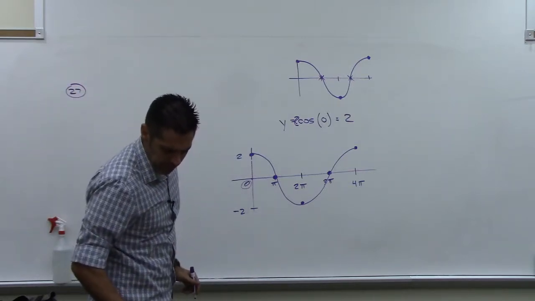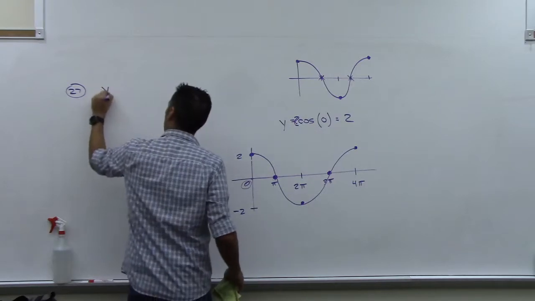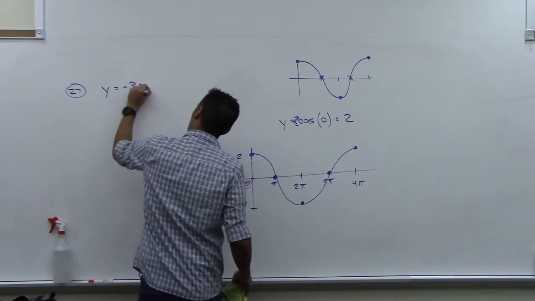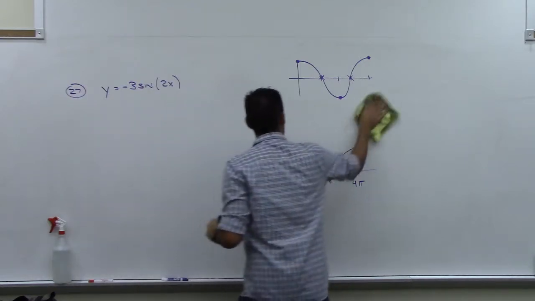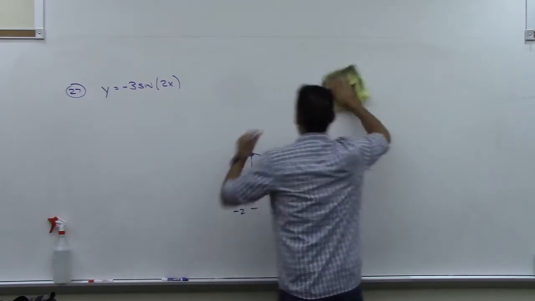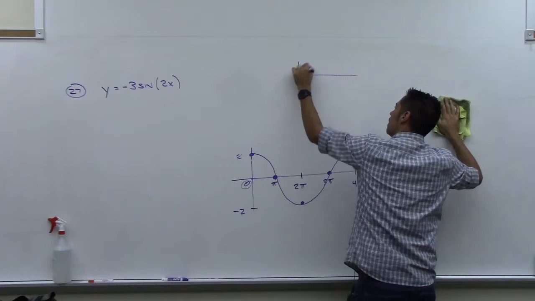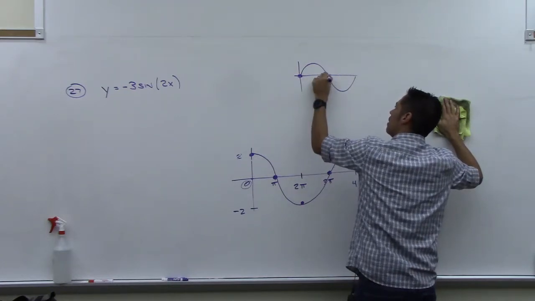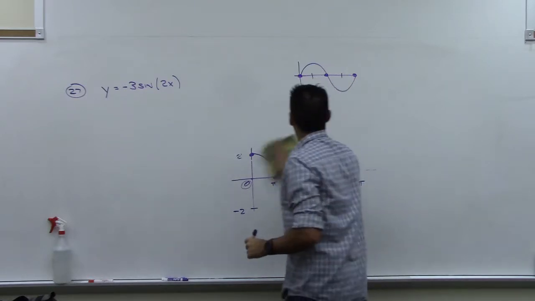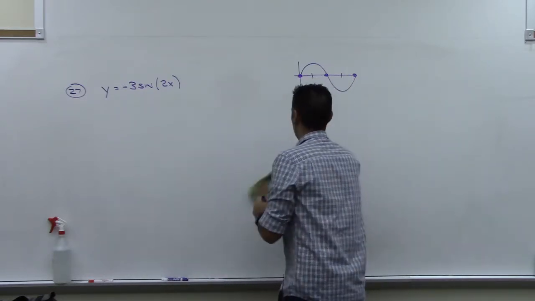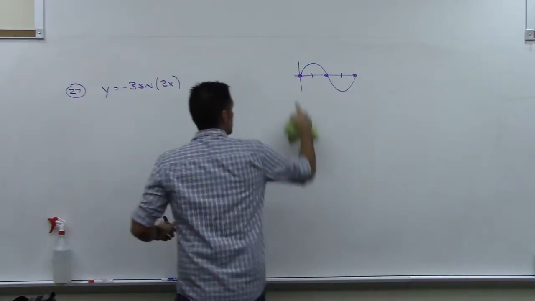Y equals -3 sine of 2x. All right, so on this one, same story. I know basically every sine function looks like this, and I've got those points and then my quarter points there. And so I just need to figure out where these two things happen.